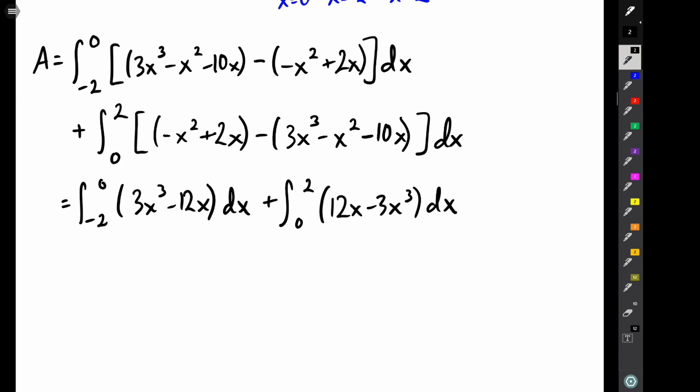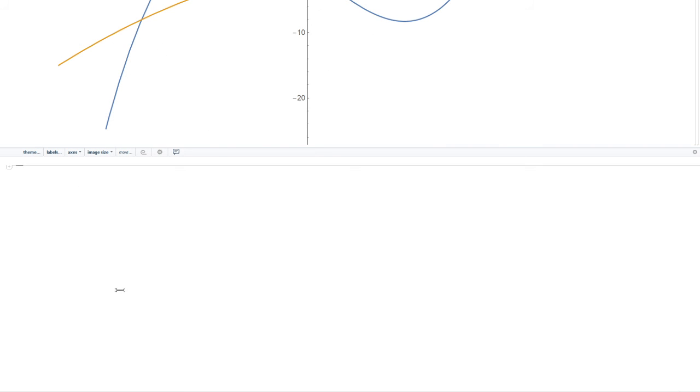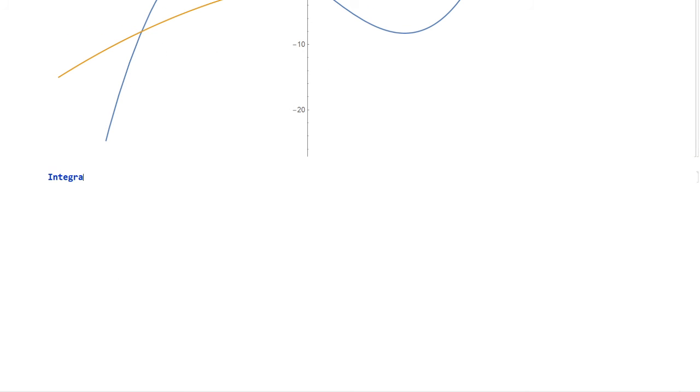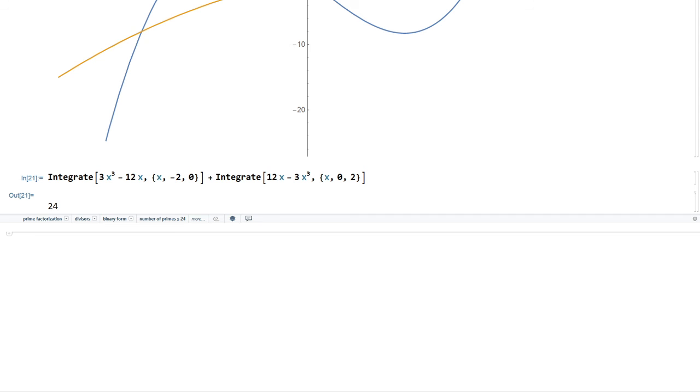Now at this point, we could of course compute this by hand, but let's leverage the power of Mathematica here and go ahead and compute this. So here we want to do integrate 3x cubed minus 12x, where x goes from -2 to 0. And plus we want to integrate the opposite of this, so 12x minus 3x cubed, where x goes from 0 to 2. Right? So integrate that, and it's going to turn out that we get 24.